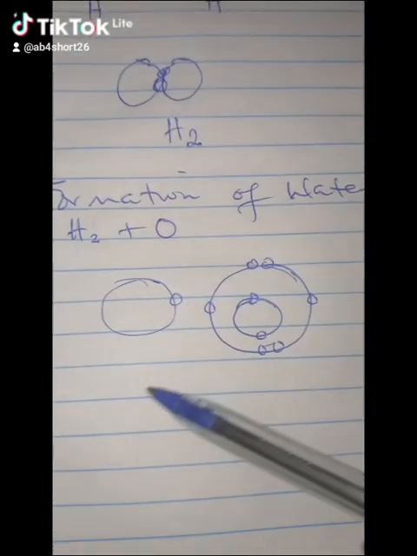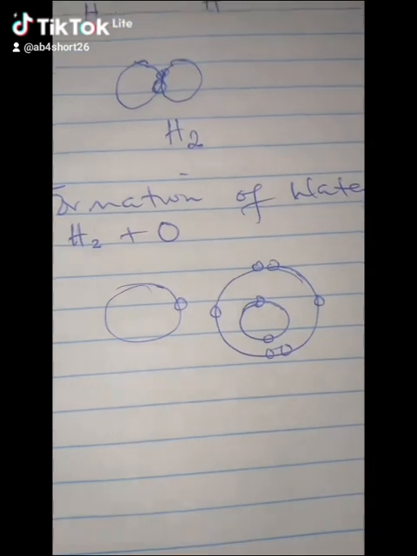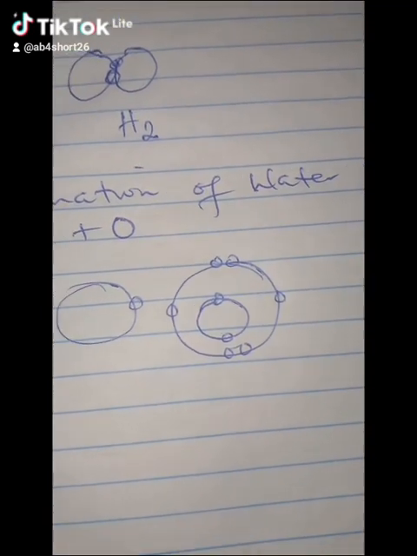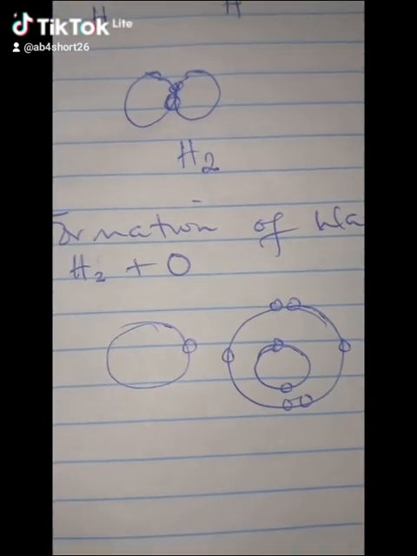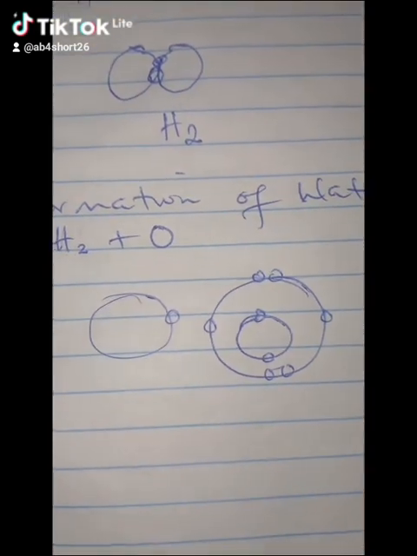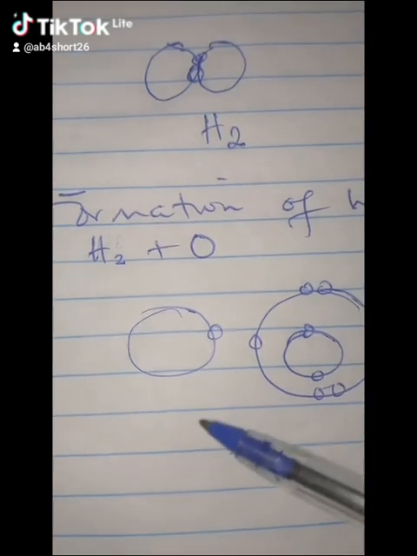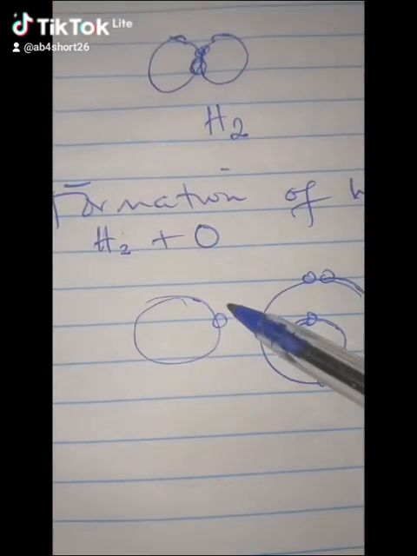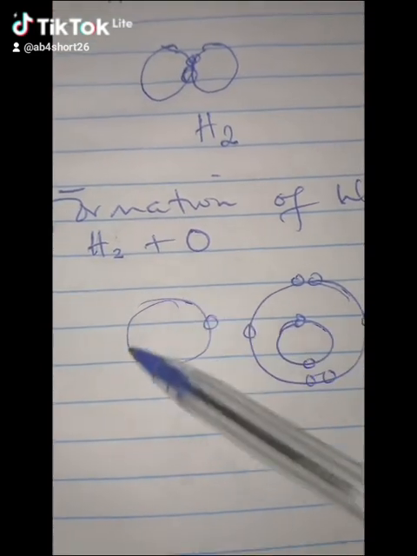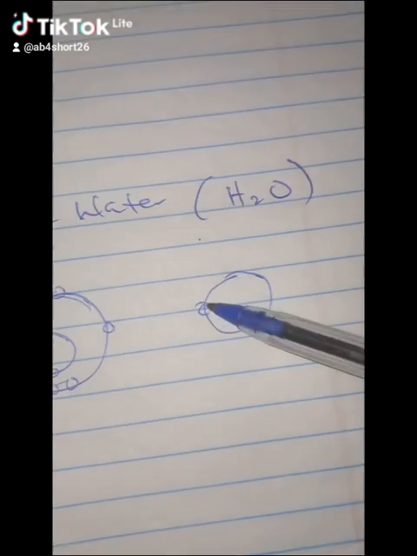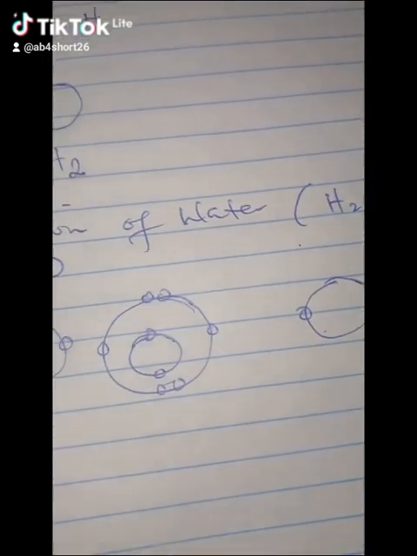Now, hydrogen has just one electron in the shell, whereas oxygen has 6 valence electrons, so 6 electrons in the outermost shell. Now, oxygen needs 2 electrons to be stable, whereas hydrogen needs 1. This hydrogen also needs 1. So, should hydrogen give out this electron, there will be no electron left in this shell, so it won't survive. If this hydrogen gives out the electron, that one will also not survive.